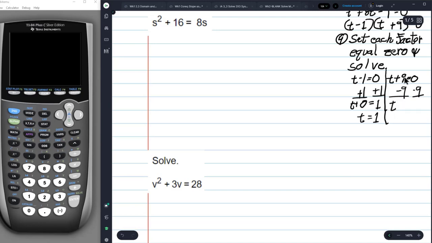Bring down the t. 9 minus 9 is 0, so that's plus 0, equals 0 minus 9, which is negative 9. So t equals negative 9. And those are my solutions.